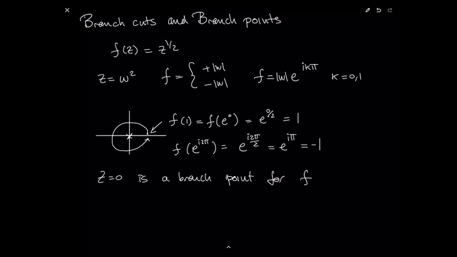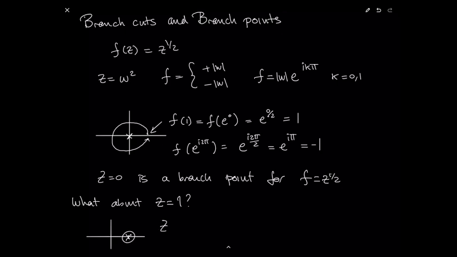for f equals z to the 1/2. Now, that's true of z equals 0, but what if we'd chosen z equals 1? What happens there? Is that a branch point? Well, let's consider a small loop around. So again, we've got 1. Let's consider a small loop around there.